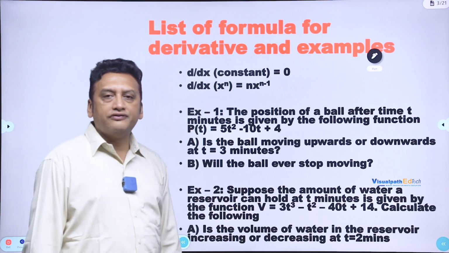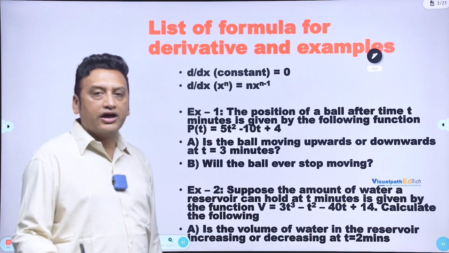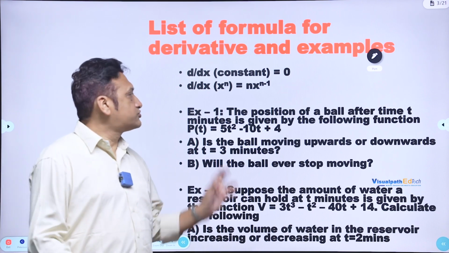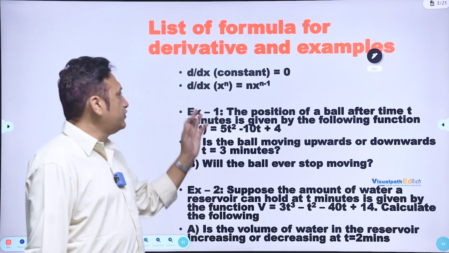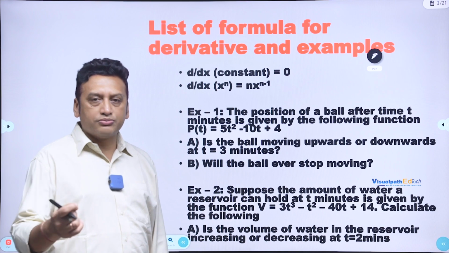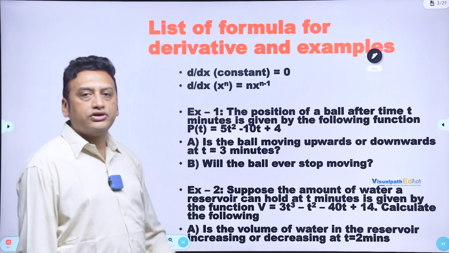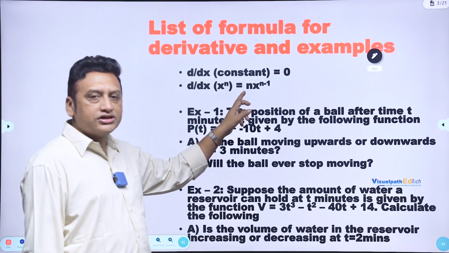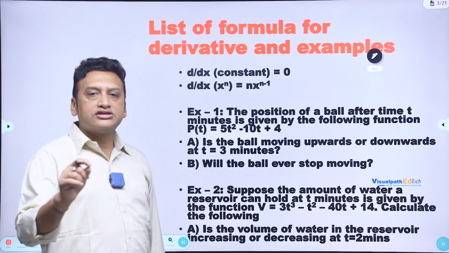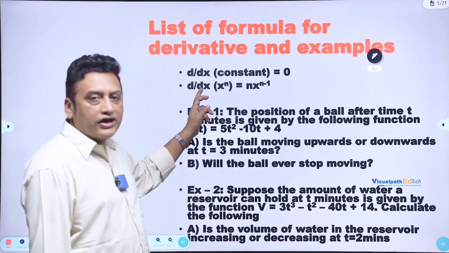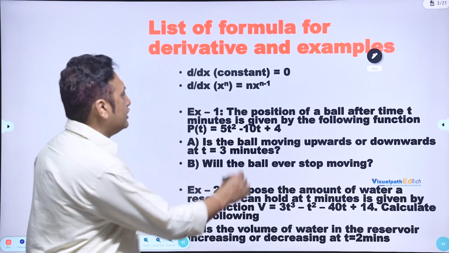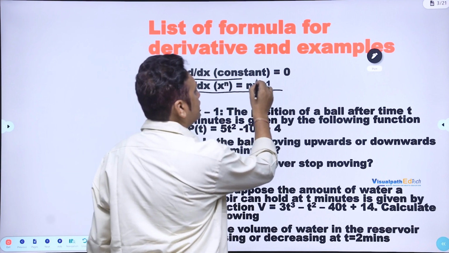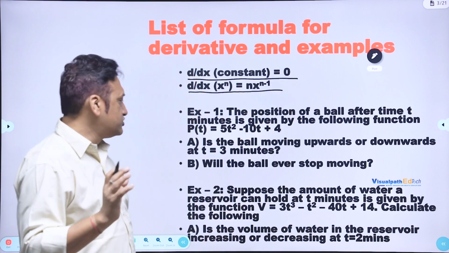And if we find derivative of x to the power n, we have done exponents if you remember, in my previous sessions. So x to the power n is an exponent. So if we have to find the derivative of x to the power n, then the formula says it can be equal to n into x to the power n minus 1. The power comes to the coefficient and then x's power gets decreased by 1. So d/dx of x to the power n can be written as n into x to the power n minus 1. This is one formula, and d/dx of constant is 0 is the other formula which you have to remember.